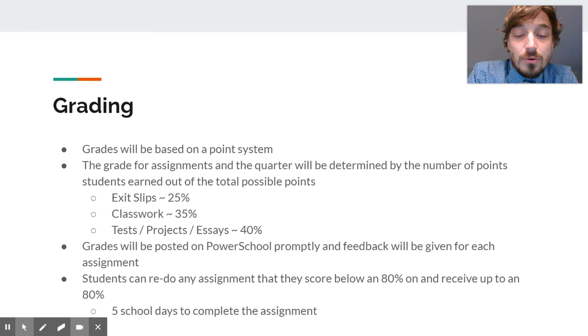Grades will be posted on PowerSchool promptly, and feedback will be given for each assignment. I'm usually pretty quick about posting grades to PowerSchool, usually within a day or two of students receiving the assignment and turning it in. They'll get their grade, and feedback is always given so students can know how to improve. Also, students have an opportunity to redo their assignments if they score below an 80%, to receive up to an 80%. They have 5 school days to do that, and they just need to be in communication with me as far as what their plan is and how they're going to do that.